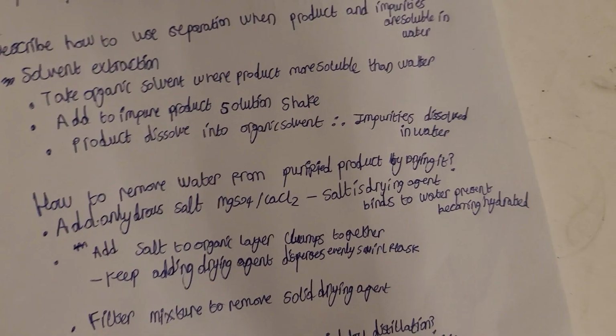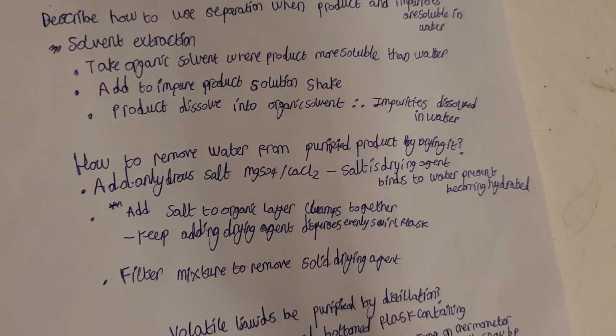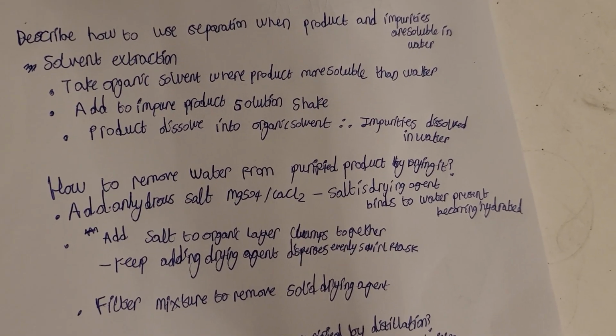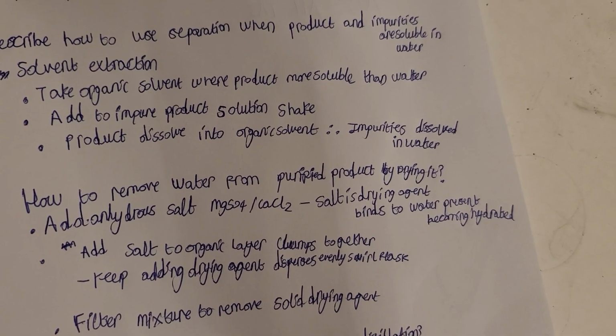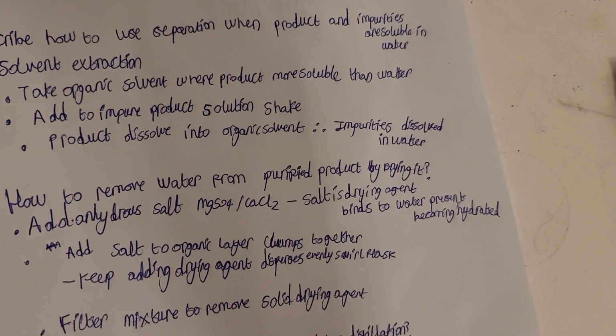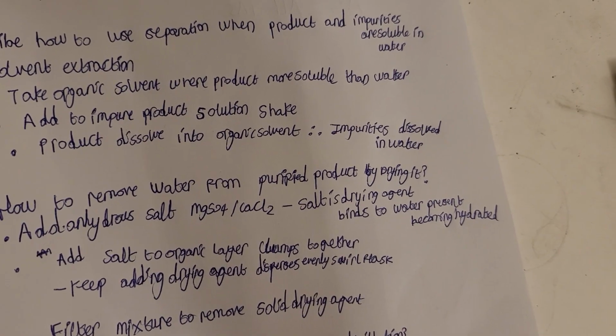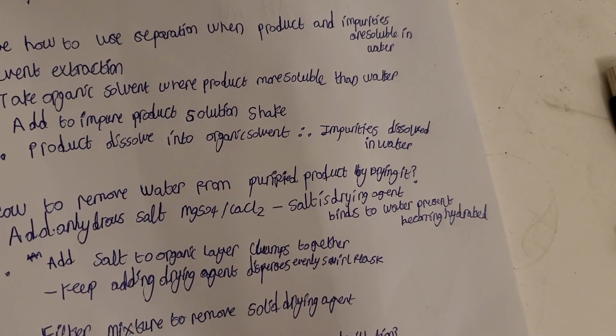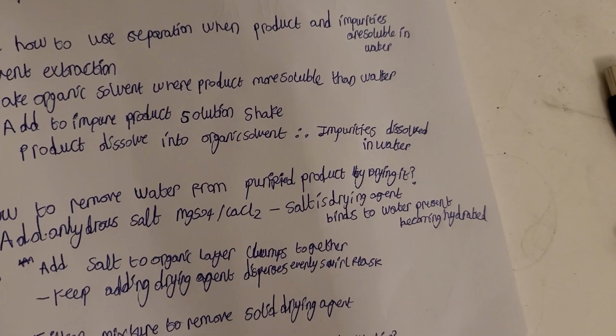Once we add the salt to the organic layer, it will clump together, and we want to keep adding the drying agent, keep adding the salt, magnesium sulfate, calcium chloride, and this will disperse evenly, and swirl the flask. And then we want to filter the mixture to remove the solid drying agent.